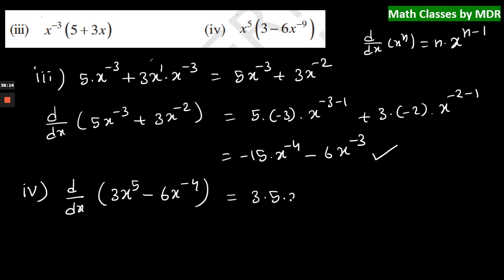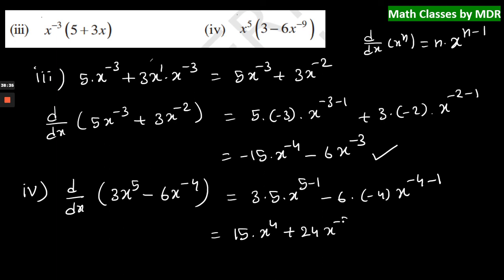3 into 5 into x to the power 5 minus 1. Right? We have to differentiate x power 5 and then x to the power minus 4. Minus 6 into minus 4 into x to the power minus 4 minus 1. Now what do you have? 15 x power 4 minus 6 into minus 4 is plus 24 x to the power minus 5. This is the answer for the fourth one.